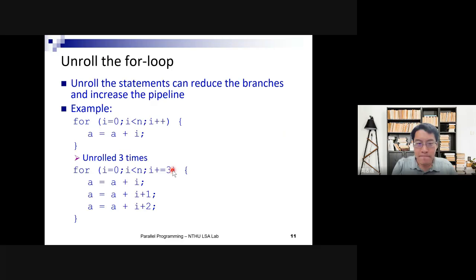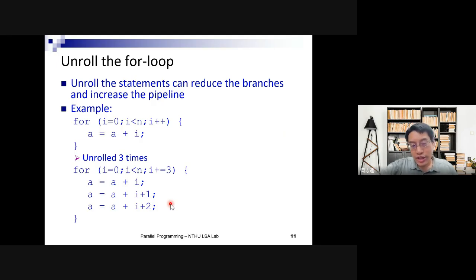So sometimes you cannot completely unroll the for loops, but you can find a middle ground. For example, maybe you can unroll only 3 times, and so you can reduce the number of condition checks by 1/3, because you only check once for every 3 iterations.